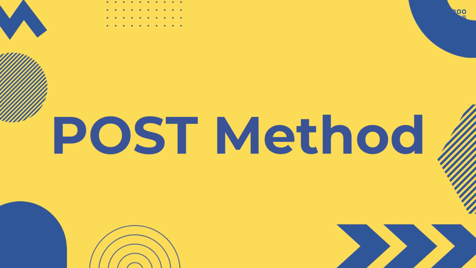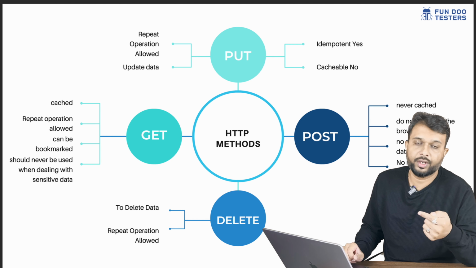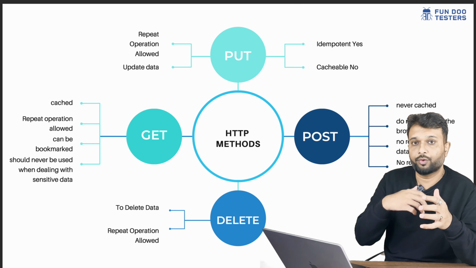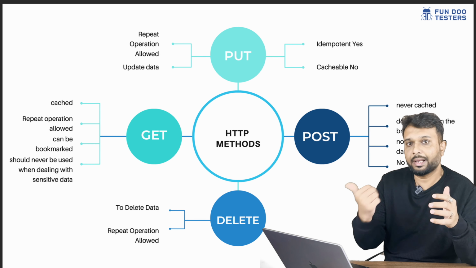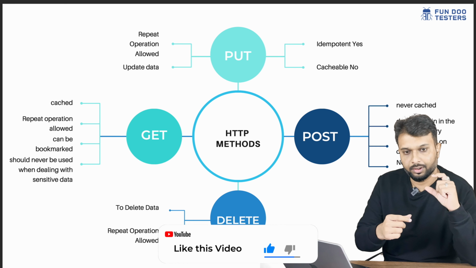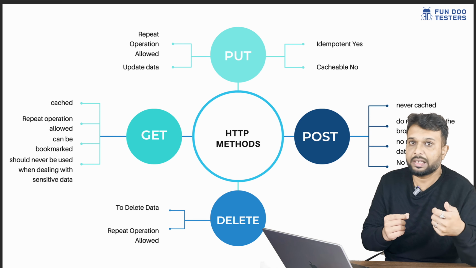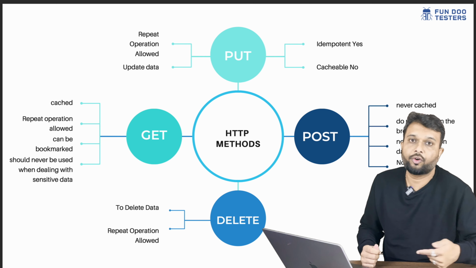A POST request cannot be cached, meaning whenever we create new data, once we have created the data, it is not stored locally, like when we are sending a mail. Once we have sent the mail, we cannot fetch the data. We have to go to the mailbox or sent emails to check that data. But while clicking the send button, we have sent the data, we have triggered the POST request. So we cannot trigger the same request multiple times. That's why a POST request is never cached, and we cannot perform repeatable operations.